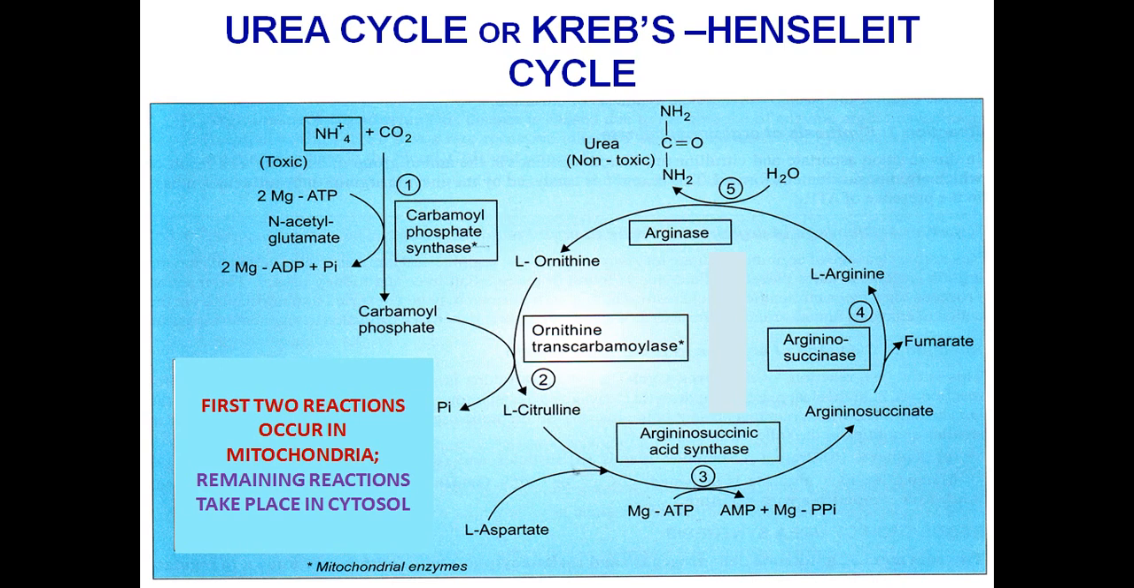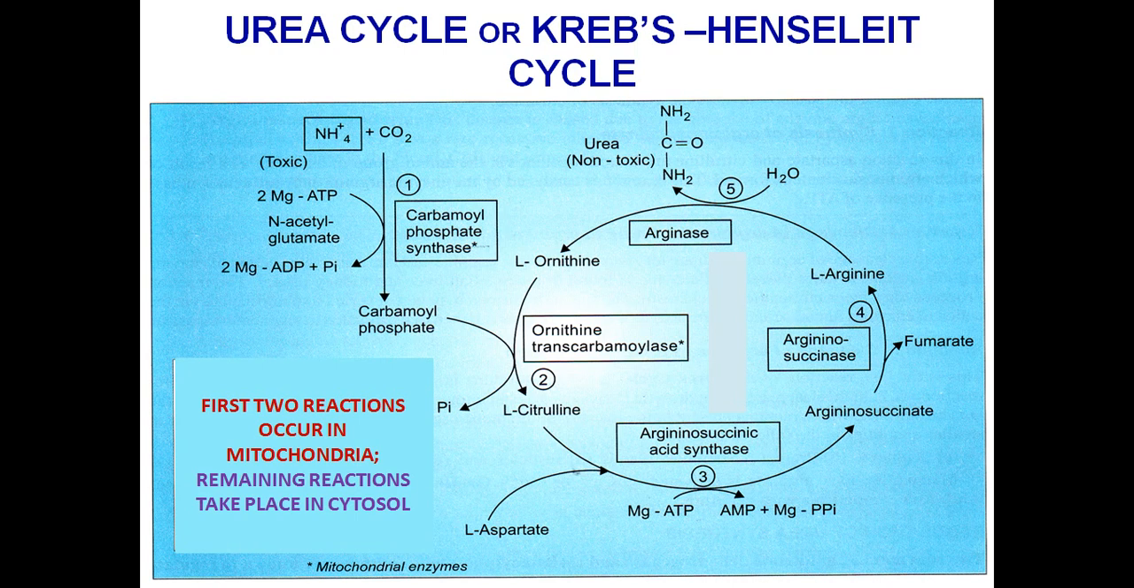In the fourth step, the enzyme argininosuccinase cleaves this argininosuccinate into L-arginine and fumaric acid. So fumarate is formed in the fourth step of the urea cycle, and this fumarate enters into the TCA cycle, and there it gets converted to malate and finally to oxaloacetate. So this is how the urea cycle is linked with the TCA cycle.